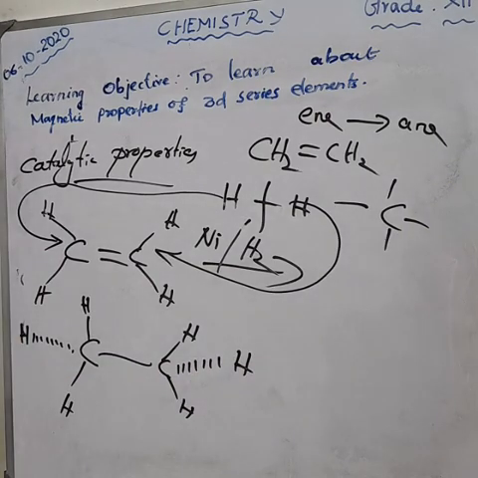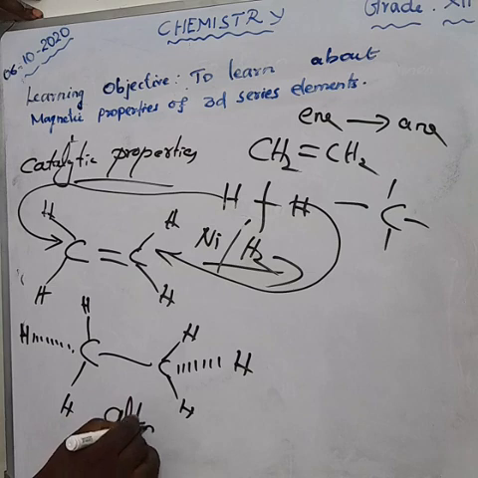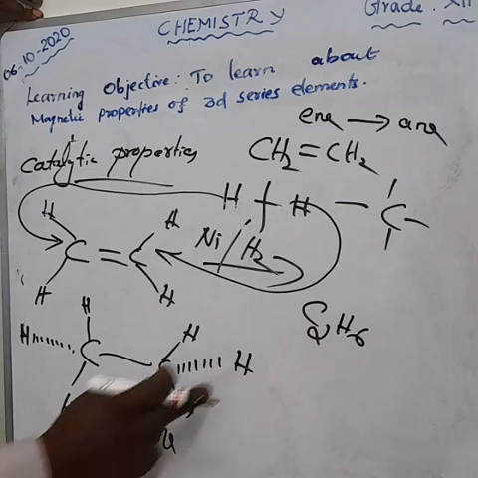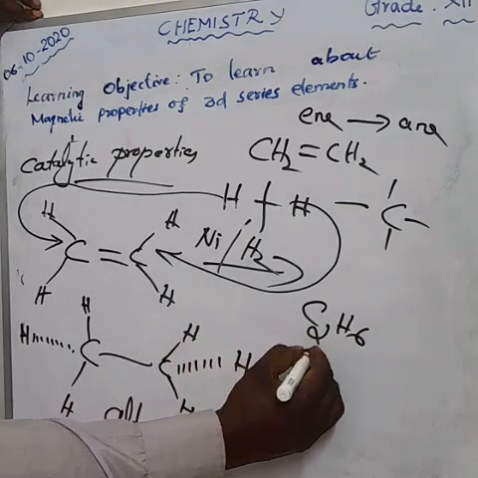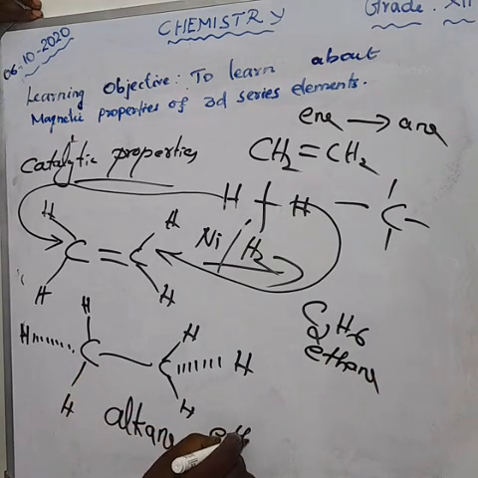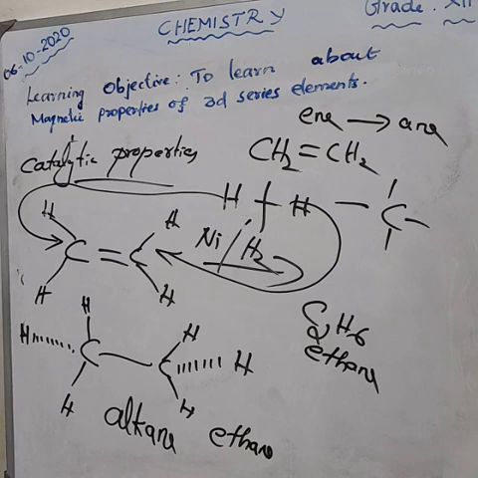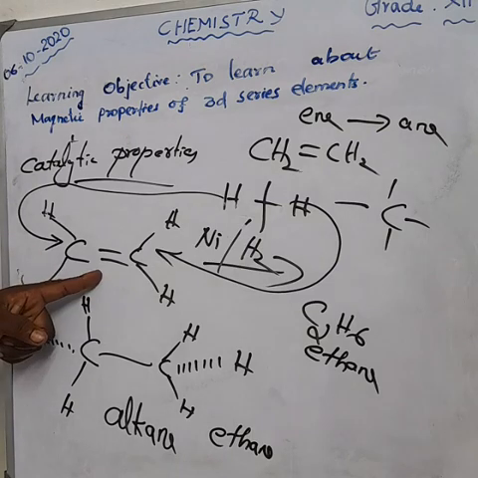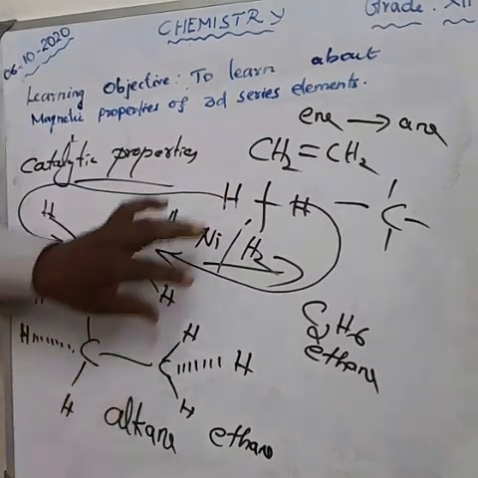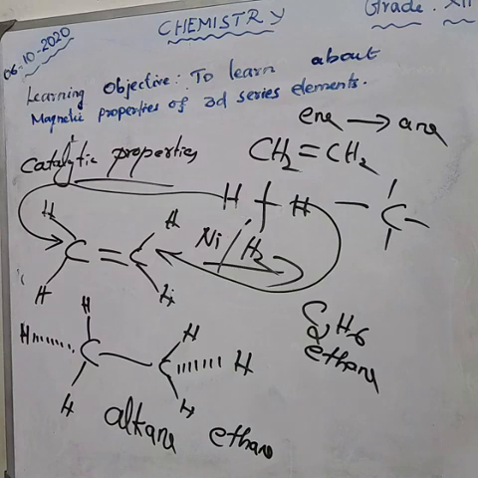That means this is alkane, A-L-K-A-N-E. For example, C2H6 is called ethane. Alkane means ethane. For the conversion of ethene or ethylene to ethane, we are using a nickel catalyst.